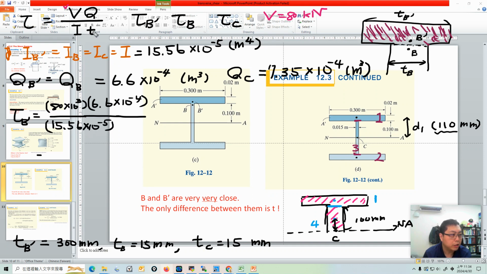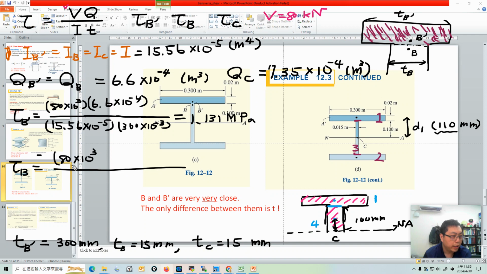And finally, what is TB prime? TB prime is 300 millimeter. That's all. So what's your answer? Calculate by yourselves: 1.131 megapascal. So what's our shear stress at B? The shear force is the same, and QB is equal to QB prime.